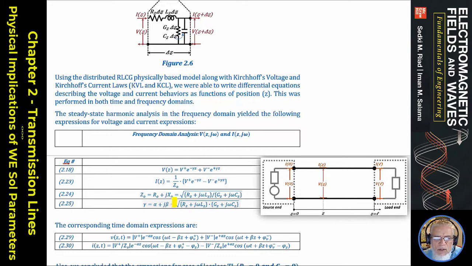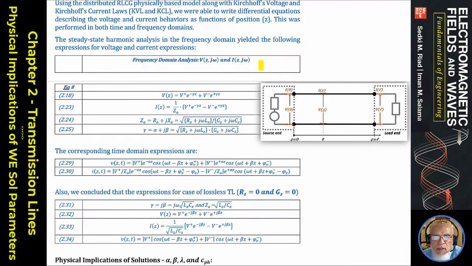This solution here had lots of things that we need to understand and relate to. V plus, for example, V minus, these are arbitrary constants. Whenever you solve a differential equation, you end up with some constants. Well, gamma, these are not arbitrary. This is simply related to the physical model of the transmission line, the R, L, C, and G, and the frequency. Z naught, again, is a physical parameter that relates to R, L, G, and C, and the frequency. So we want to see the physical implication of these parameters here, as well as what these constants are all about. So that's what this lecture is about.